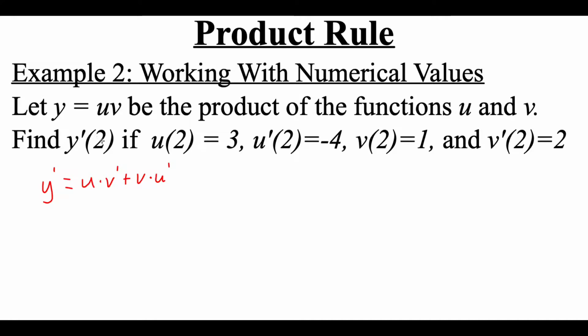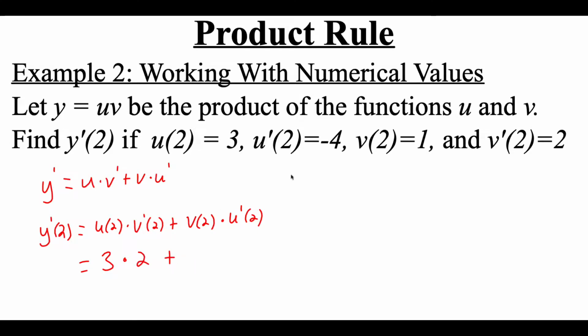Well, if we're looking specifically at an x value of 2, then y prime of 2 is u of 2 times v prime of 2 plus v of 2 times u prime of 2. And I know what all of those values are. We said that u of 2 was equal to 3. So I'm going to plug in 3 there for u of 2 times v prime of 2, that's equal to 2, so I'm going to fill that in there, plus v of 2, we said that was equal to 1, so I'm going to fill that in there, times u prime of 2 is -4, so I'm going to fill that in there. Now all I have to do is simplify things down.